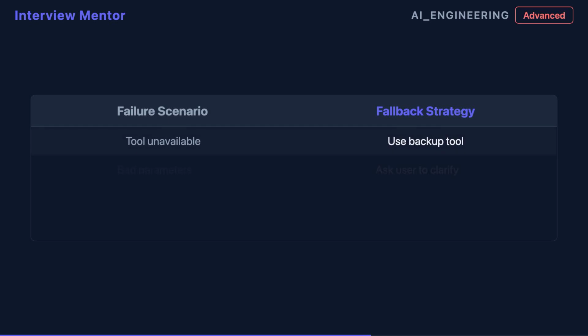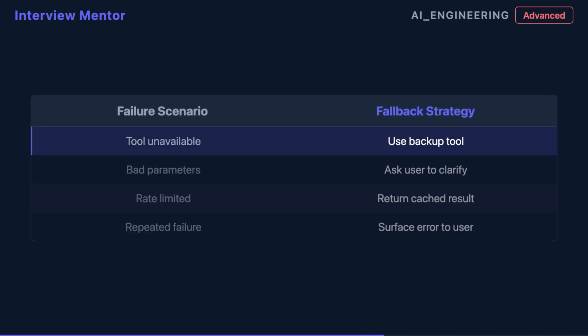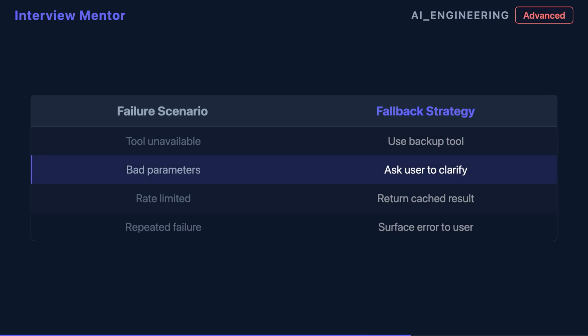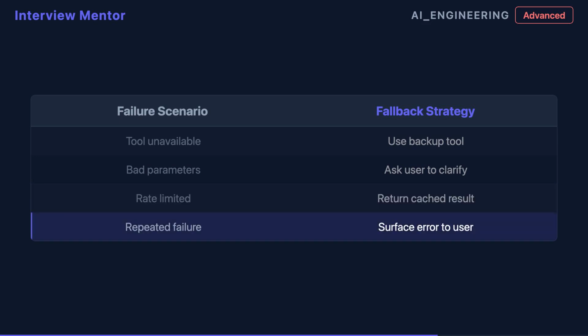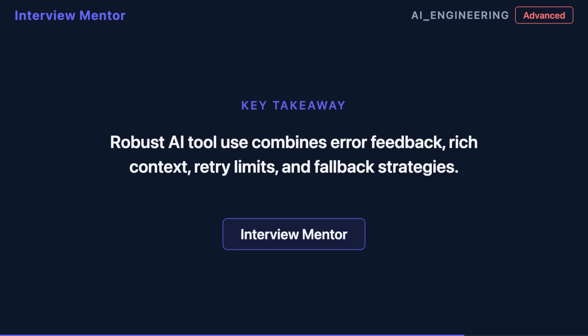When a tool consistently fails, you need a graceful exit. Design fallback strategies: a simpler backup tool, a cached response, or a clear error message to the user. Never let tool unavailability become an infinite loop or a silent hang. Robust tool use means closing the error loop, providing rich context, capping retries, and having fallbacks ready.